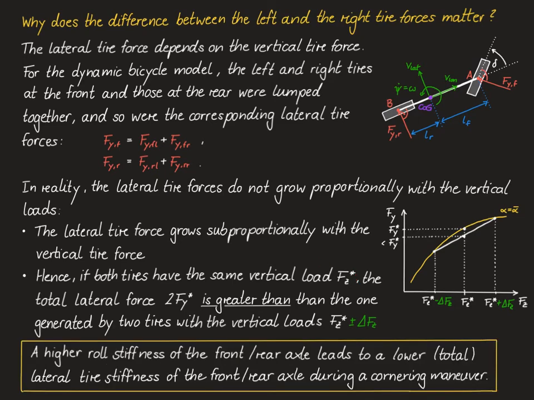So we conclude that if we increase the roll stiffness of the front or rear axle, this results in a decrease of the lateral tire stiffness of the lumped front or rear wheel of the bicycle model during a cornering maneuver of the vehicle. This is a very important insight into vehicle dynamics, and we add the following concluding remarks.